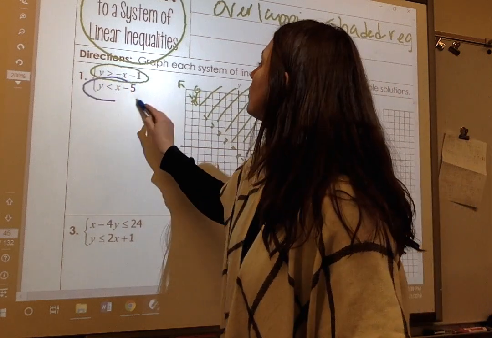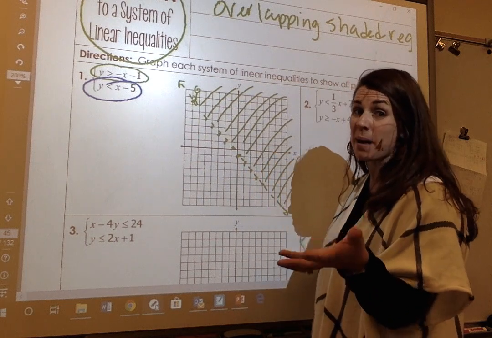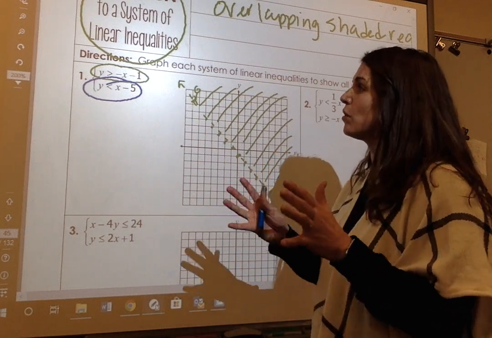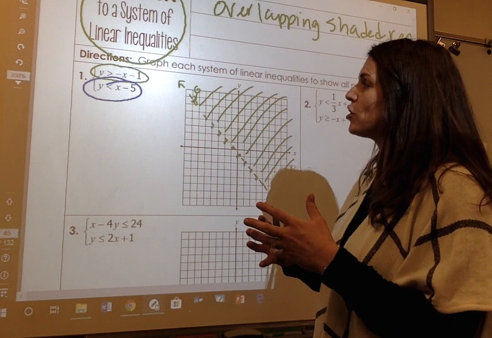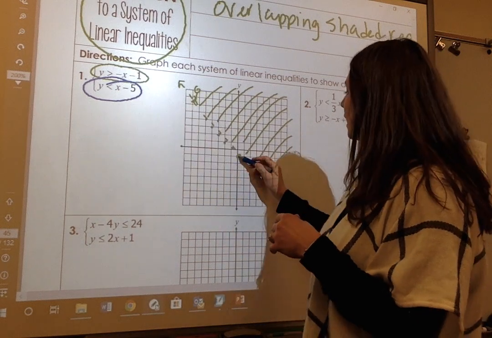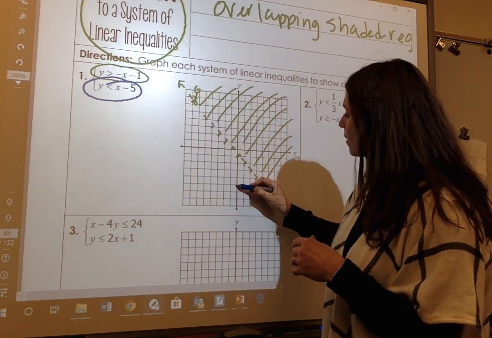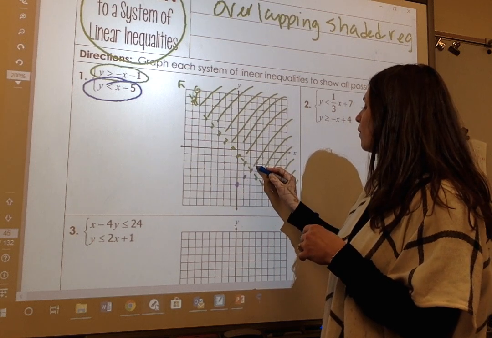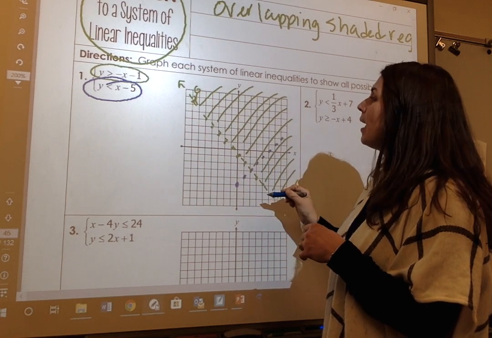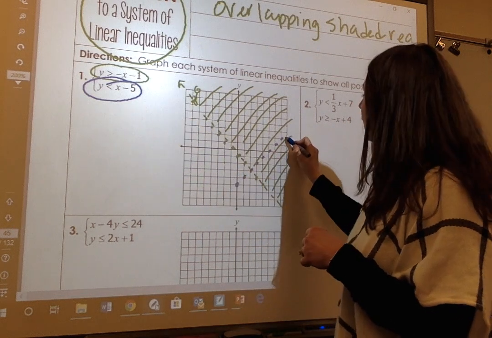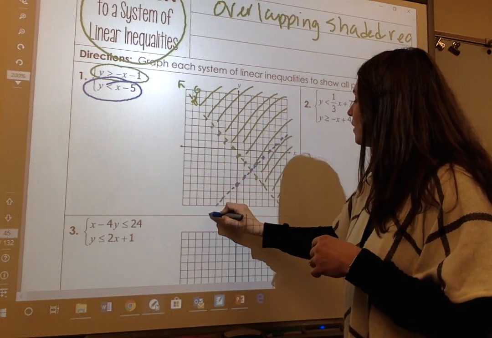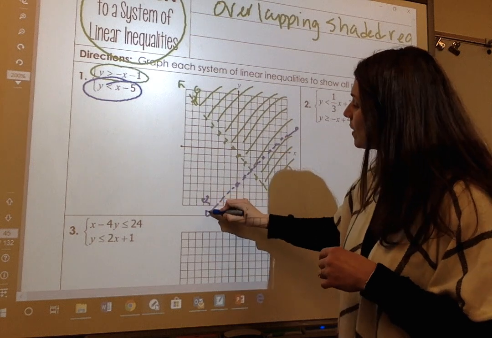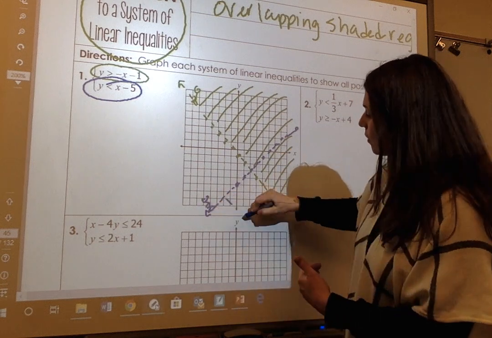So now I'm going to graph this one in a different color. And you can do this in matte pencils. It's easier to do in matte pencils so you can see that overlapping shaded region. So my beginning point's -5. Here's 1, 2, 3, 4, -5. And my slope is +1. So I go up 1 over 1, up 1 over 1. And it's less than, not equal to, so it's going to be a dotted line. Here's my skier. And y is less than, so I shade below.